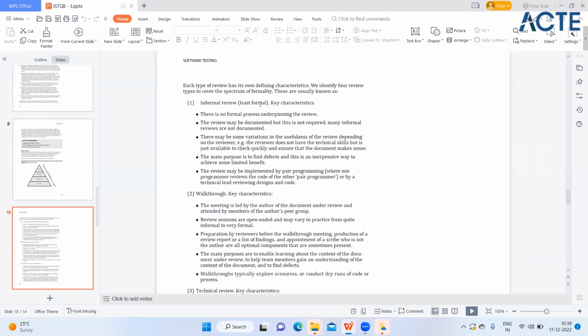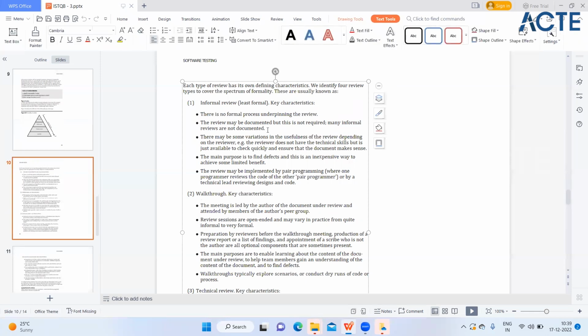There's no formal process underpinning the review. The review may be documented, but this is not required. Many informal reviews are not documented. So I already told you, it is not required to document everything under this informal review.